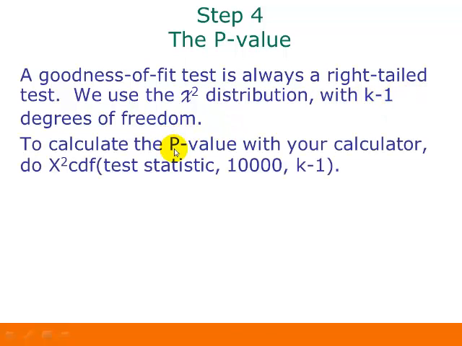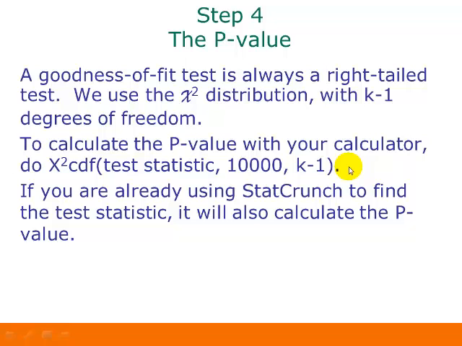So if we wanted to calculate the p-value with your calculator, you would take your test statistic that you found and put it into the chi-squared CDF function. So you do chi-squared CDF. Since this is a right-tailed test, we're starting with the test statistic, going up to a big positive number, and then putting in our degrees of freedom, which is k-1. Now, if you're already using StatCrunch to find the test statistic, it will also calculate the p-value for you.